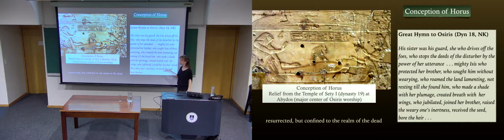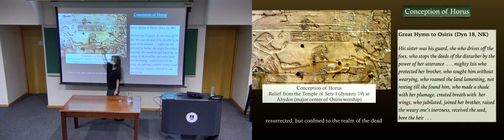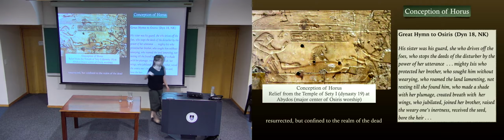But if you're wondering what's going on in this relief, you've got Osiris' body here, you've got Isis as a bird there, but you've also got Horus, even though he's not born yet, he's going to be born, he's there. And then Isis also in her human form.